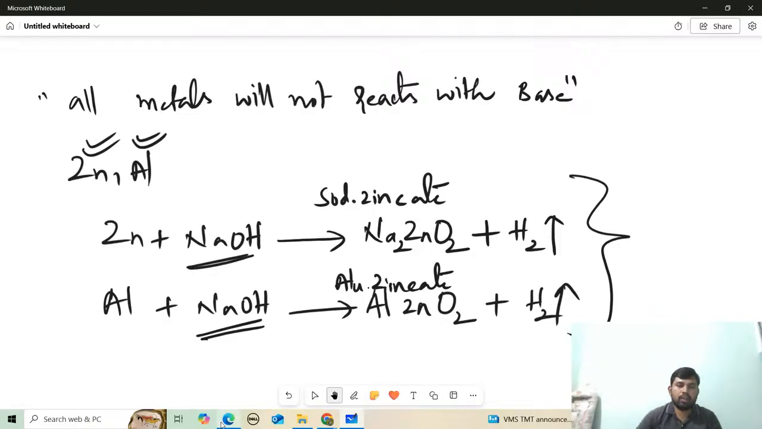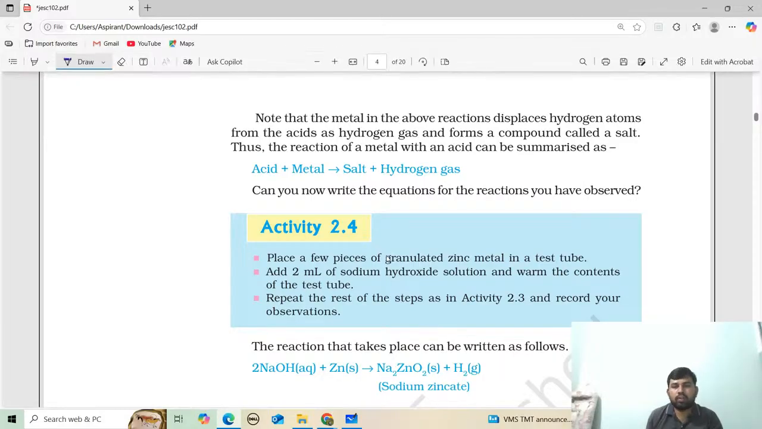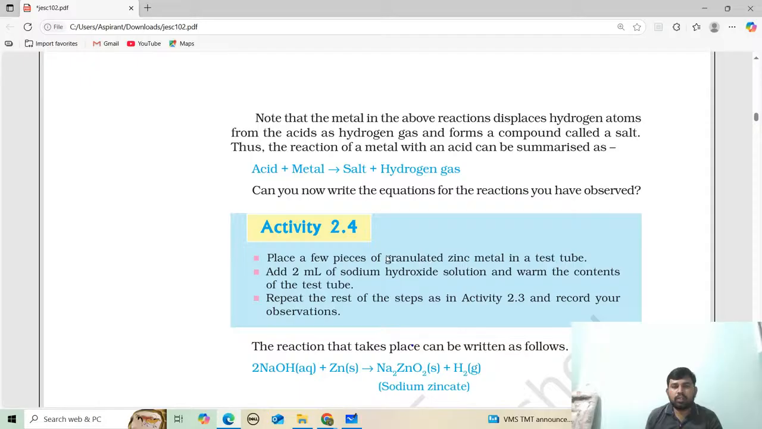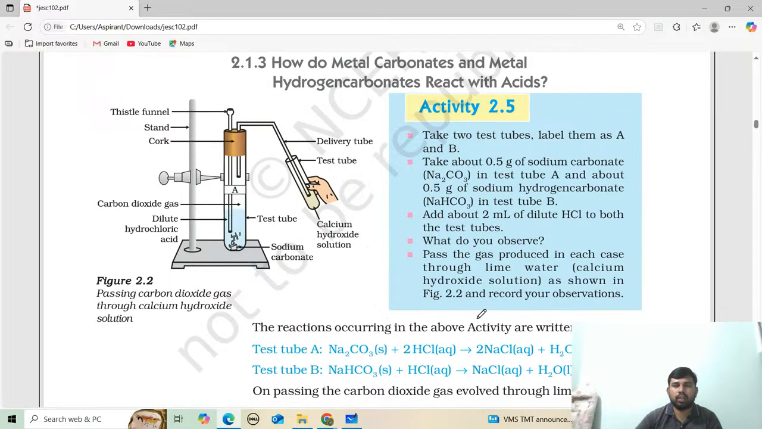Next, what they given here? Next is the given activity. Can you rewrite the equation for this one? For this reaction, you should also warm the mixture. That is also a condition they given here. Next, you see here how metal carbonate and metal hydrogen carbonate react with the acid.